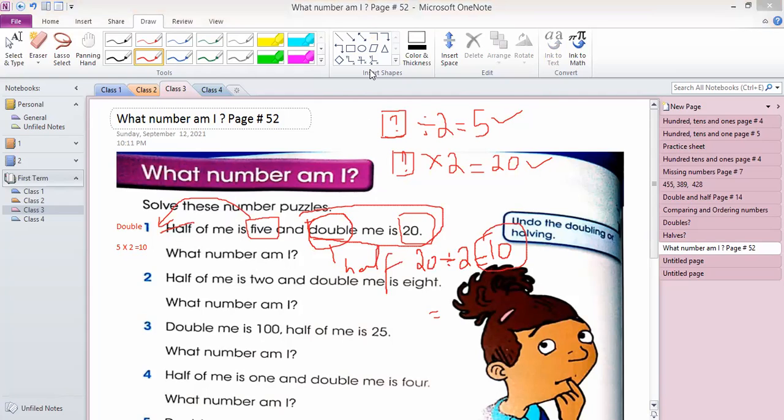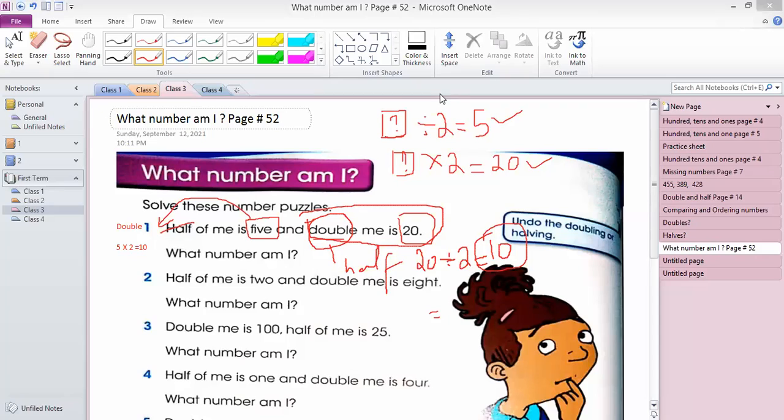Yes, sir. So half of 10 is 5, and the double of 10 is 20. Very good. Sharif, if you have questions, send me in the chat box. I will take your question.